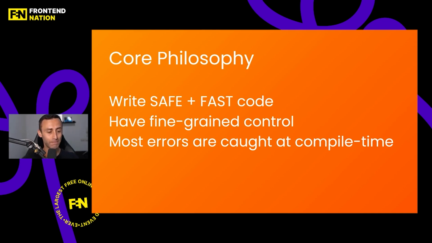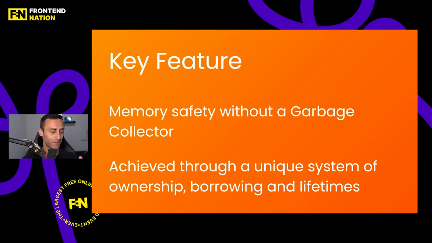This philosophy is backed by some key features. The most famous is the memory safety without a garbage collector. Rust achieves this through a unique system of ownership, borrowing, and lifetimes. Now, these concepts can take a little getting used to, but the gist is that the compiler statically analyzes your code to ensure memory is managed correctly. This means no null pointer dereferences, no dangling pointers, and no data races in concurrent code. All caught at compile time and not at 3 a.m. when your server will crash for sure.